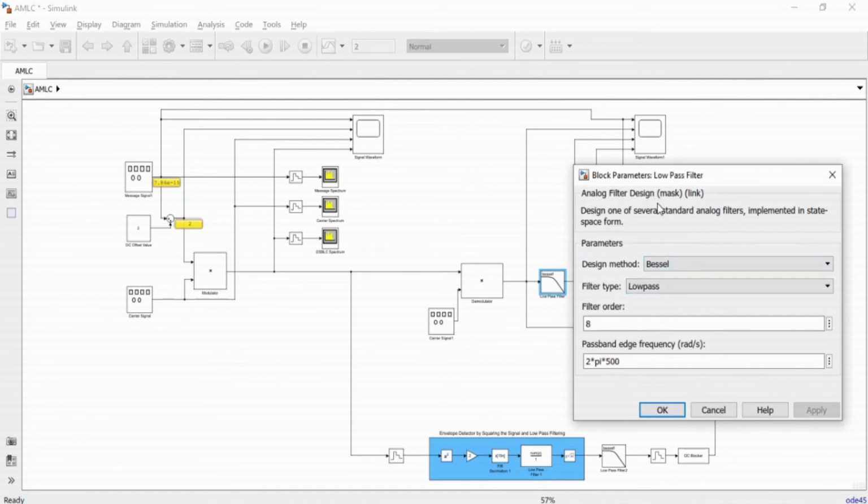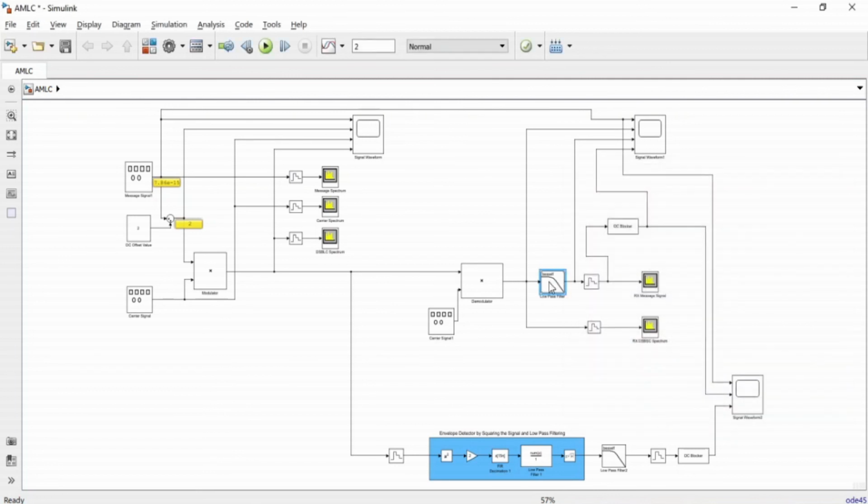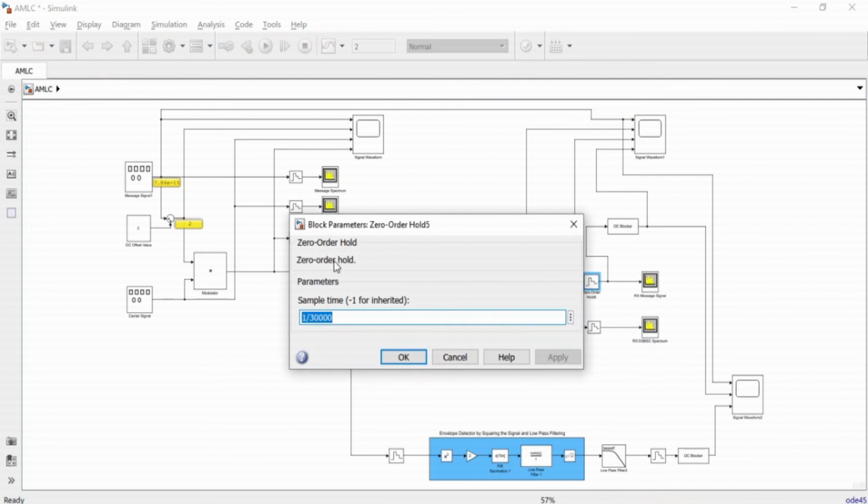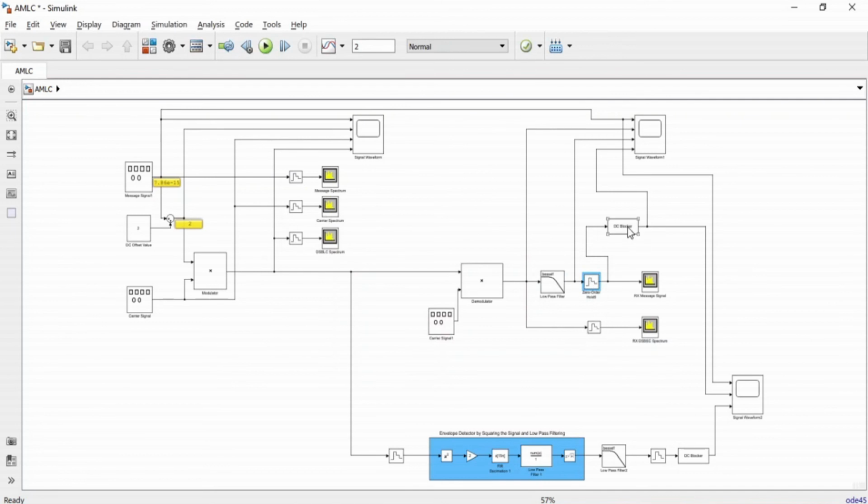Specifically, this is analog filter design, and we have used a Bessel low pass filter of order 8, and we have set the pass edge frequency in radians per second to 2 pi 500. And then we have put the output of this signal to the scope. Moreover, we have used a zero order hold, or a sample and hold technique, with these parameters, and then we have used a DC blocker.